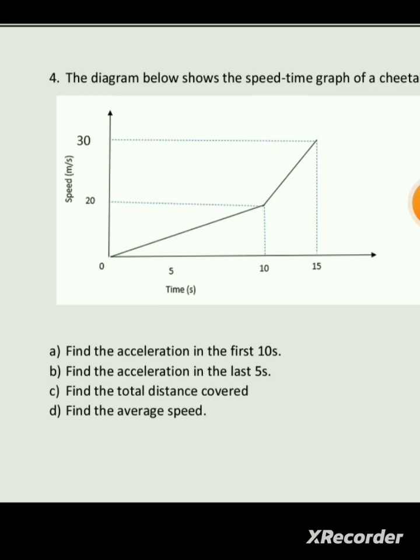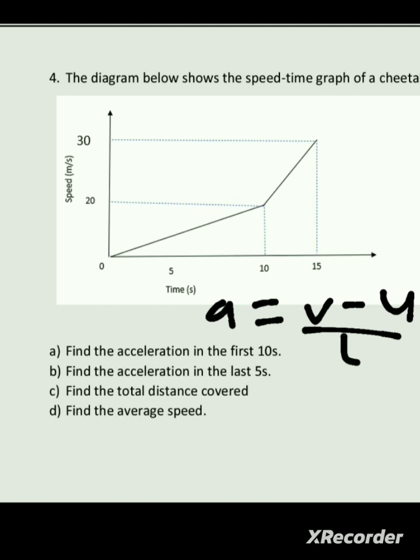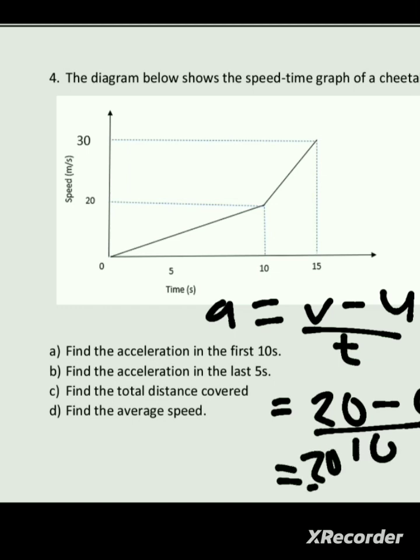Finally, question 4. Find the acceleration in the first 10 seconds. So the first 10 seconds, just this part. Acceleration is simple. Acceleration is v minus u over t. The final velocity is 20 minus initial velocity 0, time is 10. So it's going to be 20 over 10, which is 2 meters per second squared. Okay, so acceleration is 2 meters per second squared.